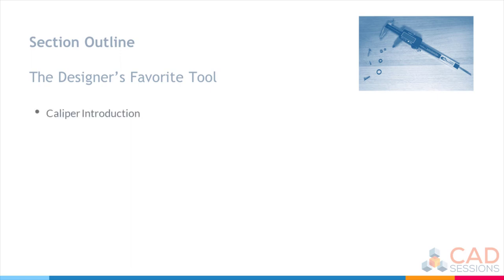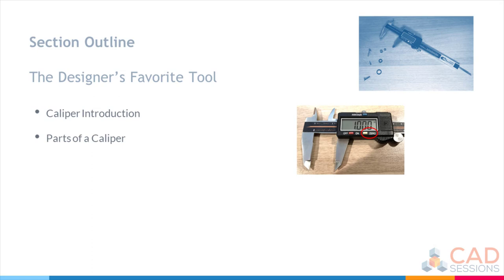So in the caliper introduction, we're going to be talking about why calipers are so useful. We'll learn about their uses, the three common types of calipers, and we'll learn about their accuracy. Then in the second lesson, the parts of a caliper, we're going to take a tour of the digital caliper, which is one of the three common types of calipers. We're going to go over some measurement tips and discuss best practices.